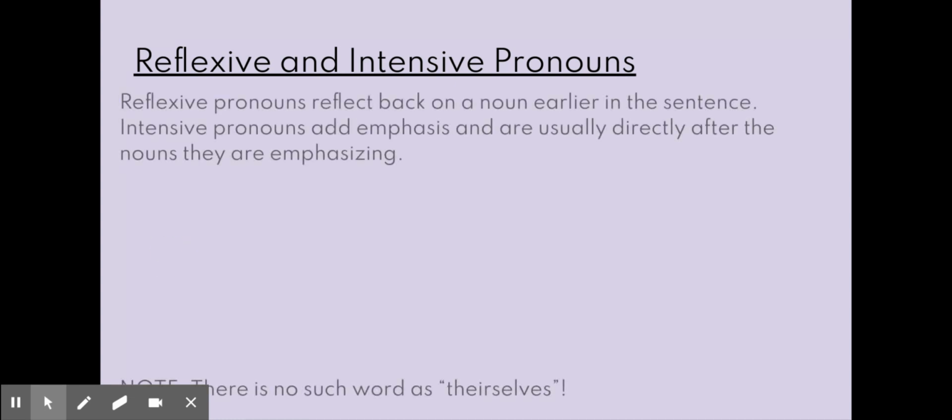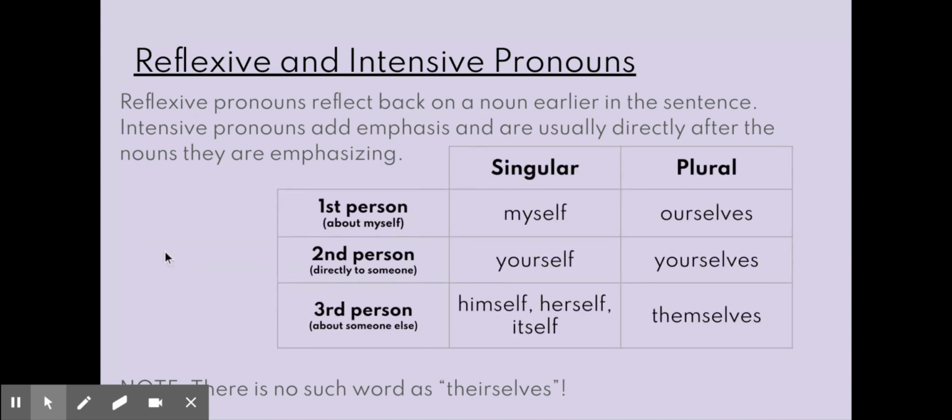Reflexive pronouns reflect back on a noun earlier in the sentence. Intensive pronouns add emphasis and are usually directly after the nouns they are emphasizing. Just like personal pronouns, reflexive and intensive pronouns can also take on different persons and be different in number. Note, there is no such word as theirselves. Pause the video and copy down the chart.